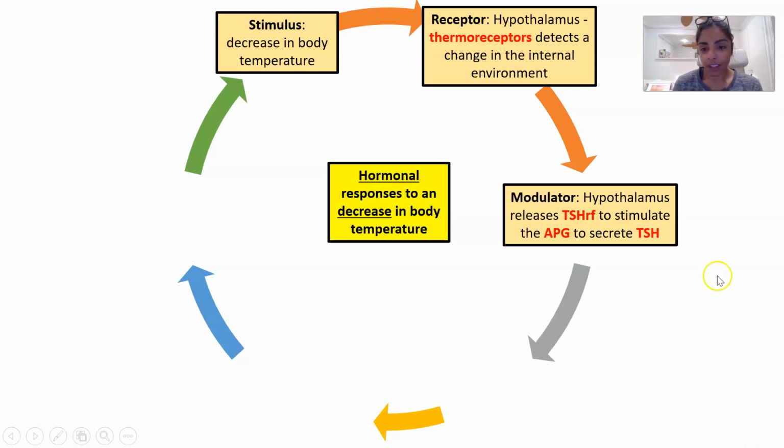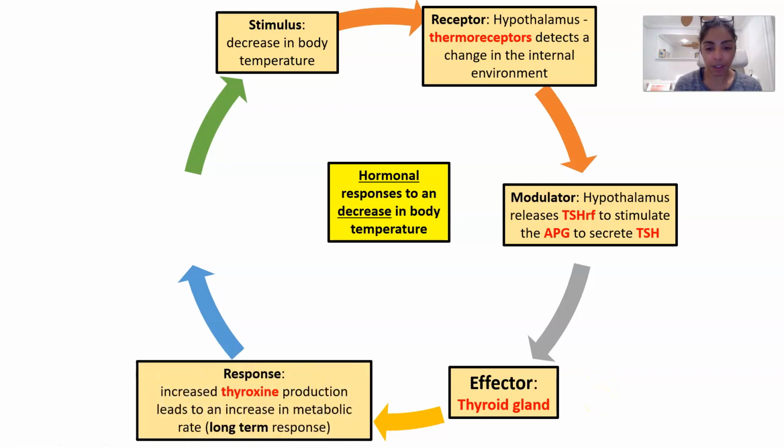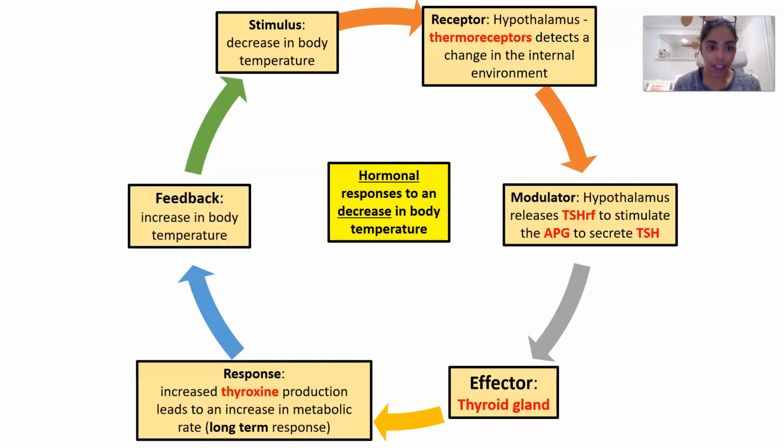Thyroid stimulating hormone then targets a specific endocrine gland, which is of course the thyroid gland. This is the effector in this case, as it will carry out the desired response, which is to increase thyroxine production. That will, over the long term, increase metabolic rate and thus lead to an increase in body temperature.